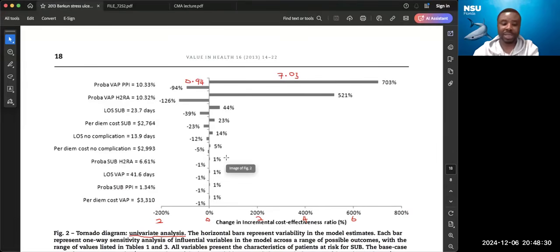So in this graph, what we are looking for is which parameter is more sensitive. They did the sensitivity analysis for all the variables, but they plotted the most important ones. So they plotted 1, 2, 3, 4, 5, 6, 7, 8, 9, 10. They just plotted 10, but it was stated in the article that they varied all the variables, and then they plotted just the important ones.